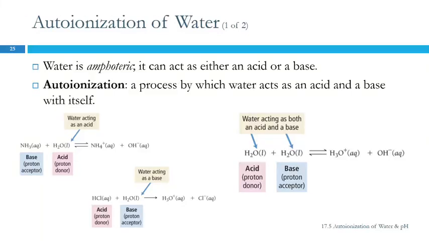So we mentioned that water is amphoteric. It can act as an acid or a base. The process by which it does that is called autoionization.